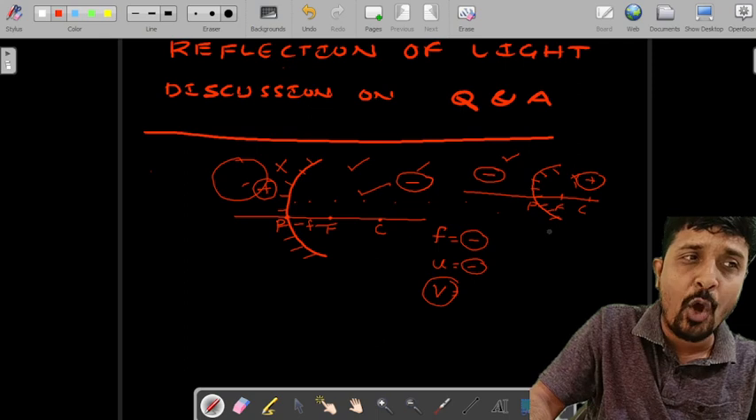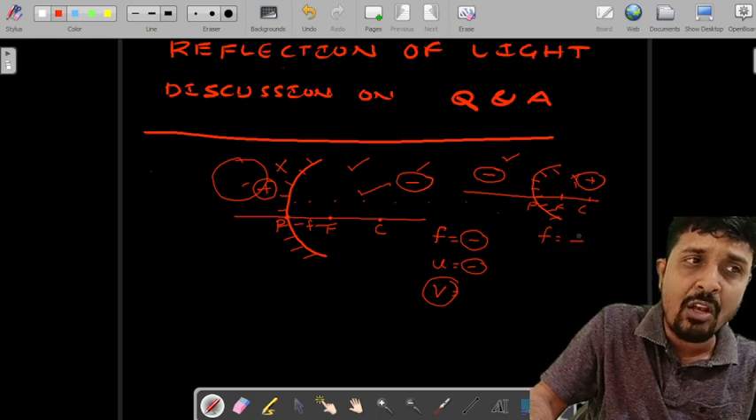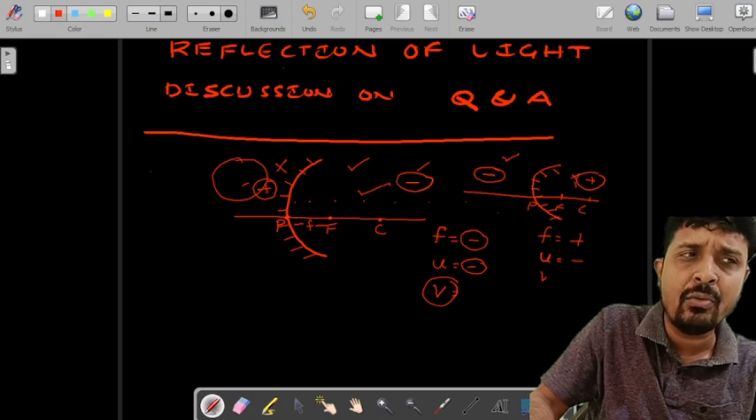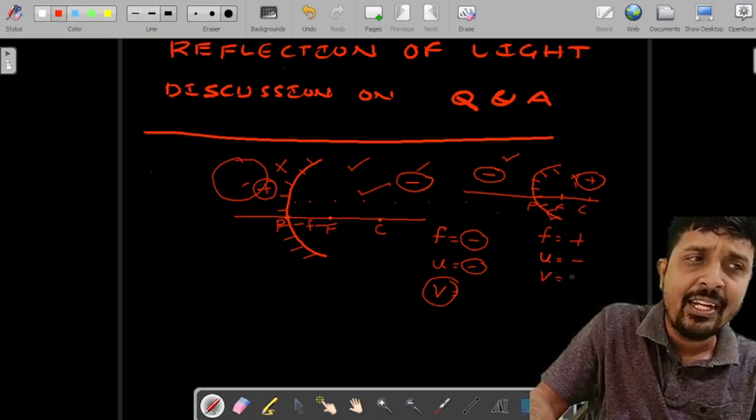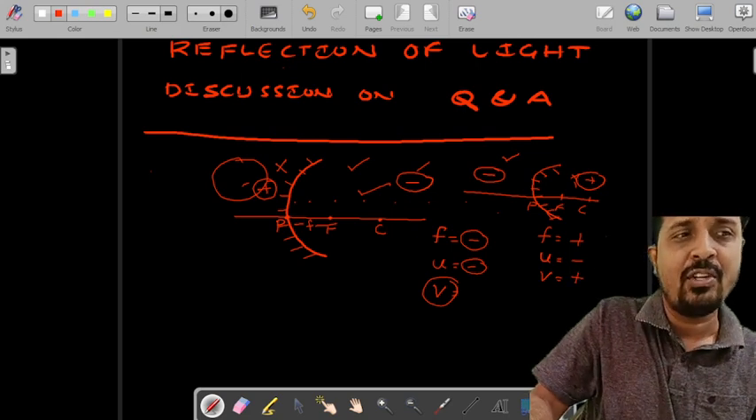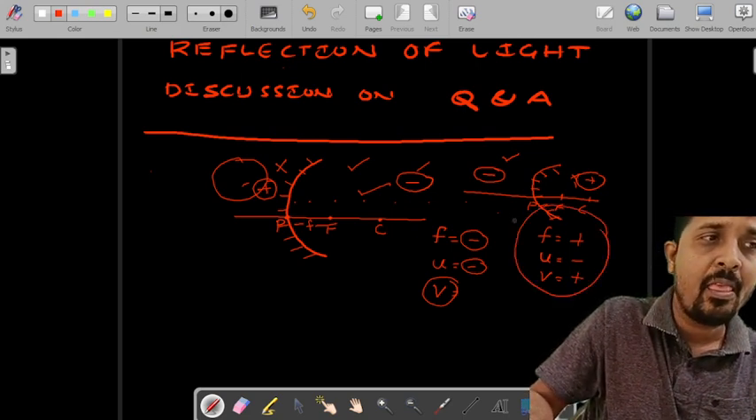Now tell me, for a convex mirror, F is always positive. U for any mirror is always negative. V for the convex mirror, as V is always formed this side, is also going to become positive. You note these points. Okay.